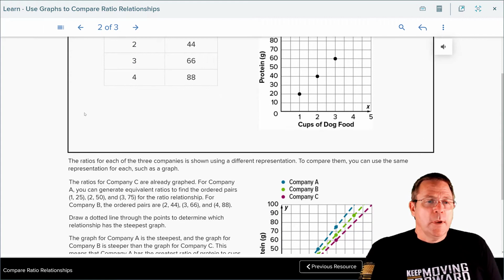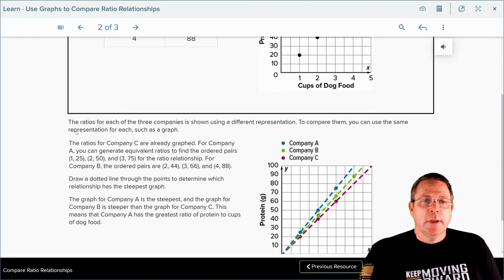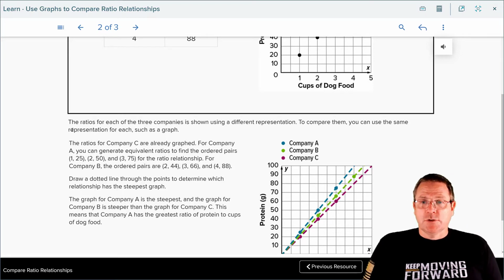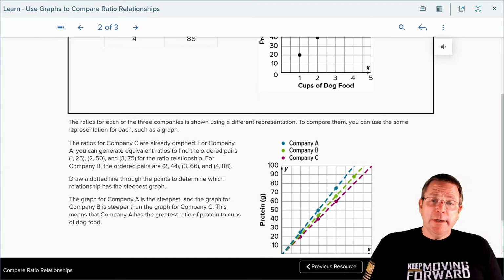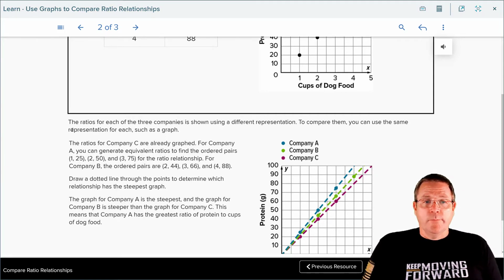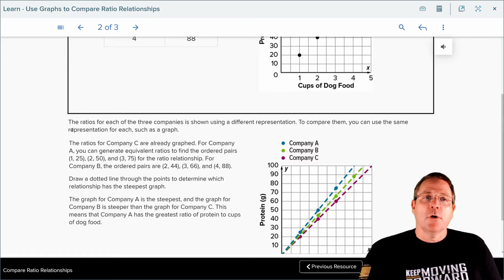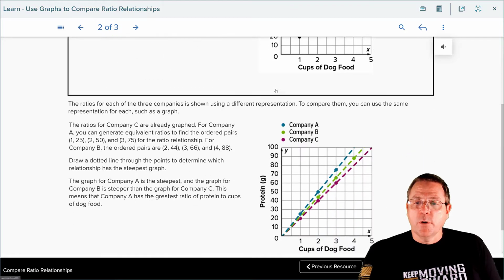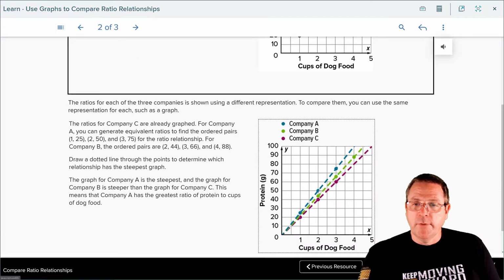From here, we can note that the ratios of each of the 3 companies is shown using a different representation. To compare them, we can use the same representation such as a graph. Like I said a minute ago, you need to convert them all to the same type of chart. So they plotted the points for each of them on the chart. In Company A, they only had 1 point to start with. They only had 25 grams for 1 cup. So from there, they would have projected that, okay, well, 2 cups then would be 50 grams, you can see on the blue line, and 3 cups would be 75 grams, also on the blue line.